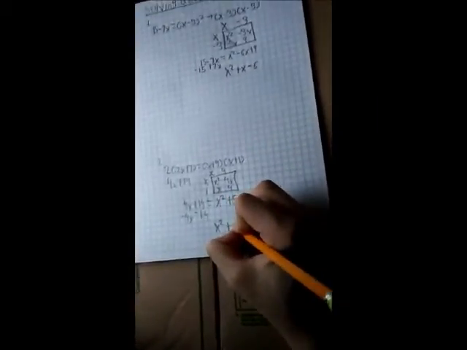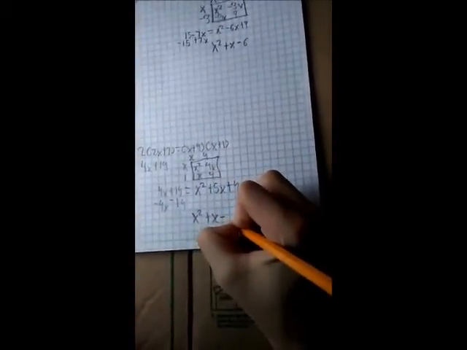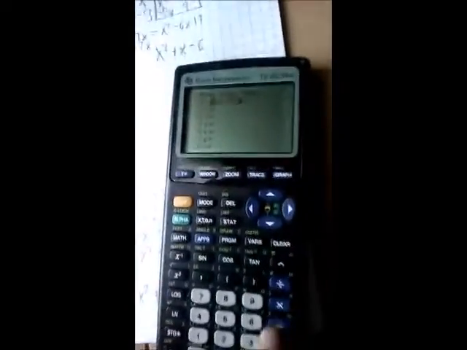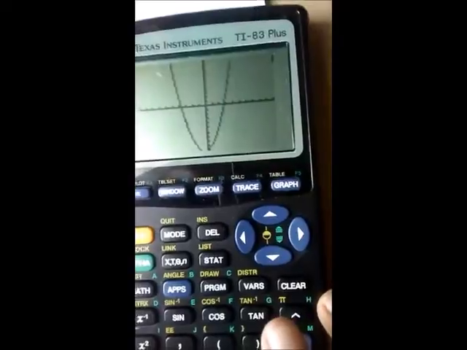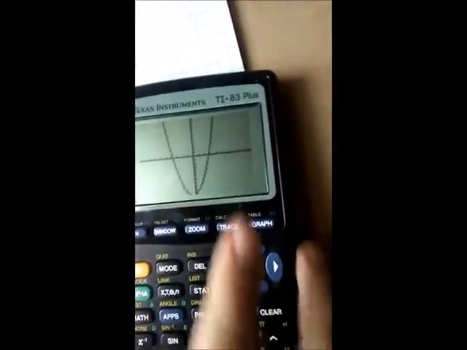Remember, you want all your variables on one side. So now this becomes x squared plus x minus 10. And go back to your calculator. x squared plus x minus 10. Graph it. And there is your second parabola.